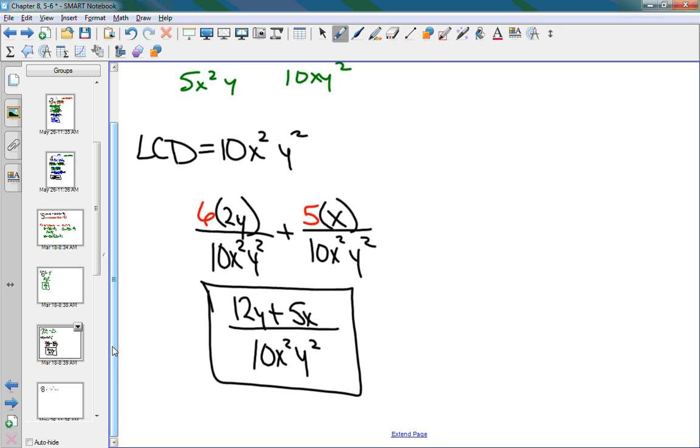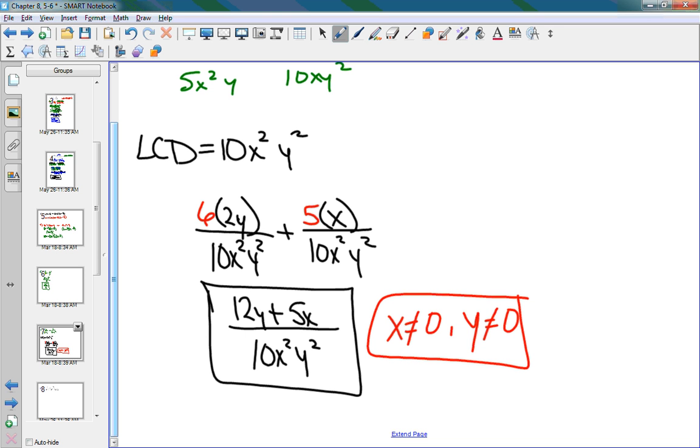But the next thing I need to do is consider, do I have any restrictions? Yeah. Well, my denominator cannot be 0, correct? So how are my x and y attached here? So what can x not be? 0. X can't be 0 because if it is, then 0 times anything is 0. What can y not be? 0. Y cannot be 0 either because if y is 0, 0 times anything will be 0. So there's my two restrictions. Do we understand that, yes or no? We good?